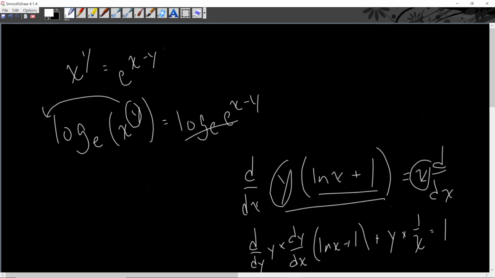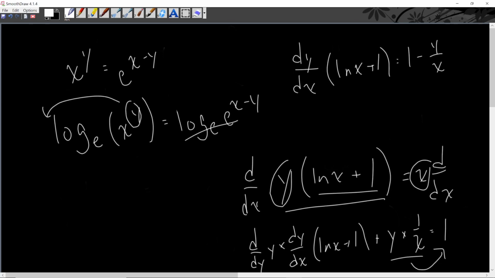And now from here, nice and simple solving. The derivative of y with respect to y is going to be 1 times dy/dx, so dy/dx of ln x plus 1 is equal to 1 minus y over x. I'm just bringing this y times 1 over x to that side, so it'll be 1 minus y over x. And then we just solve for dy/dx.